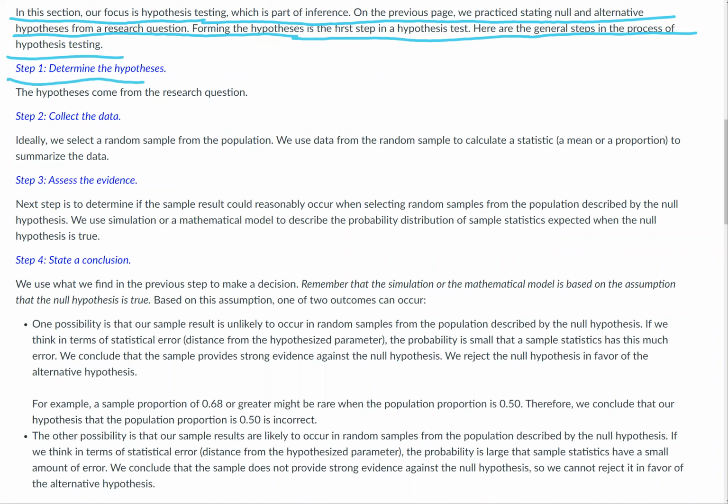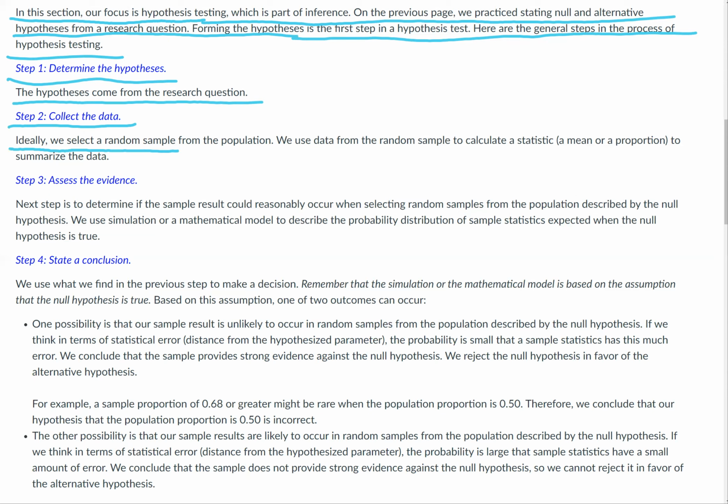First, step one, determine the hypotheses, like we said, the null and the alternative. The hypotheses come from the research question. There should be a research question given, and then from that you can form the null and the alternative hypotheses, kind of like we did on the previous page. Step two would be collect the data.